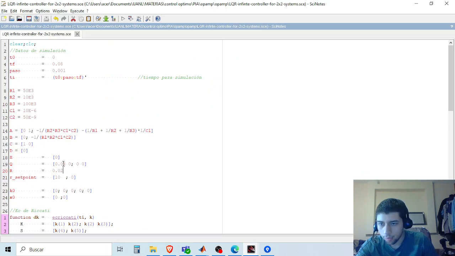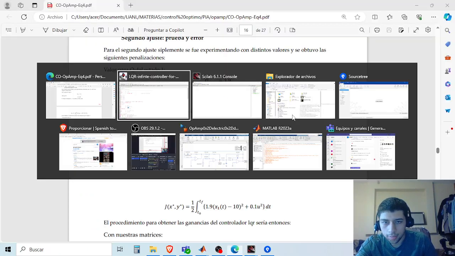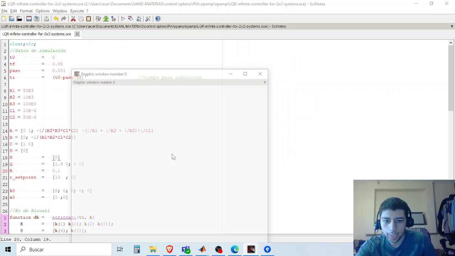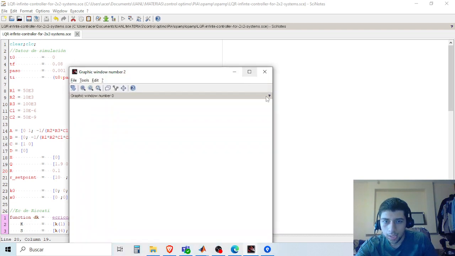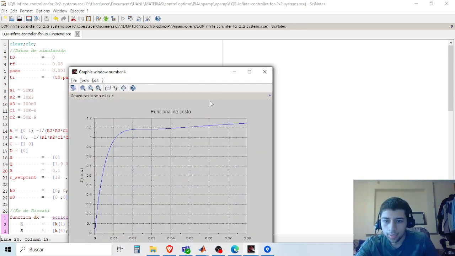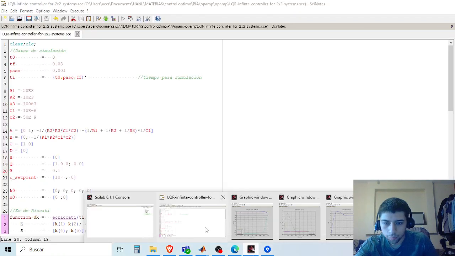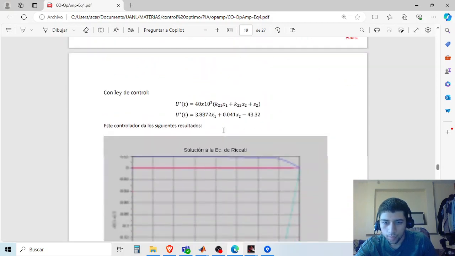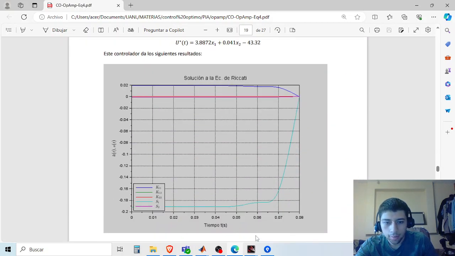So for q we have 1.9, for r we have, I don't remember, 0.1. Okay, and the same set point and everything else. So we click play again, and we see that we have a different dynamic, and as you see it is quicker than before. And it is the same graphs as displayed here.